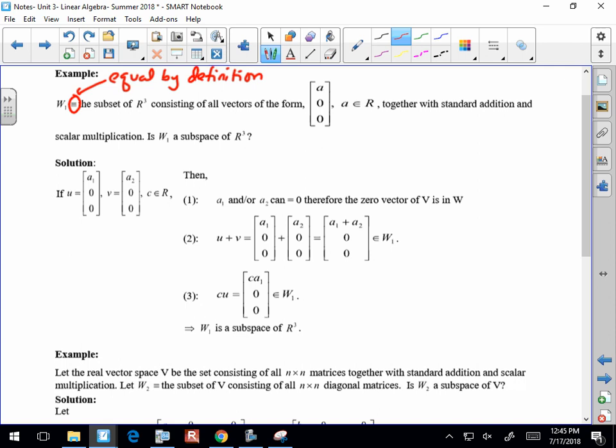All right, so basically what it's telling us is that we need to verify the three components. Is the zero vector in the set? Can we get a vector of the same form as the given form through addition and scalar multiplication?